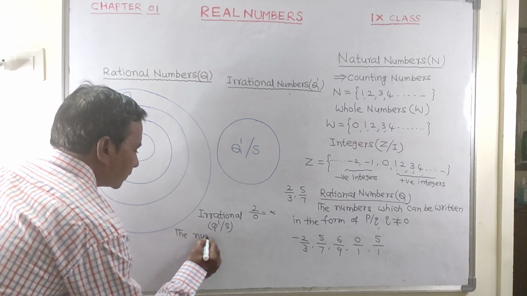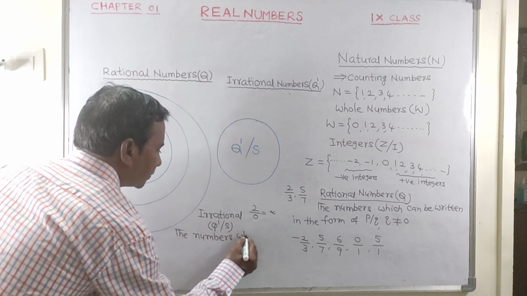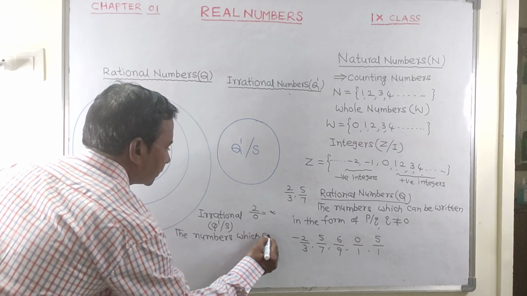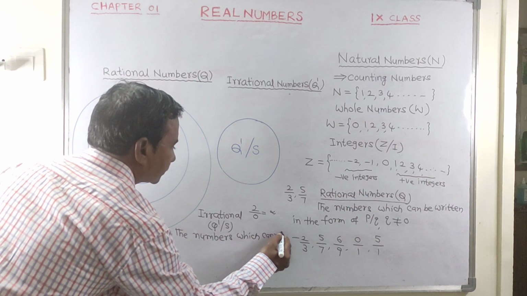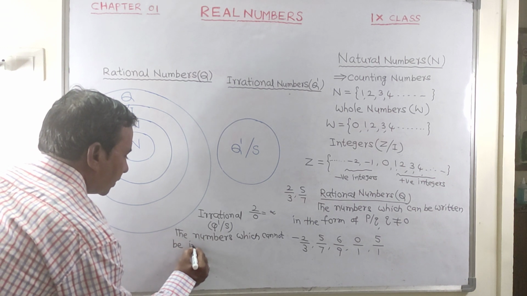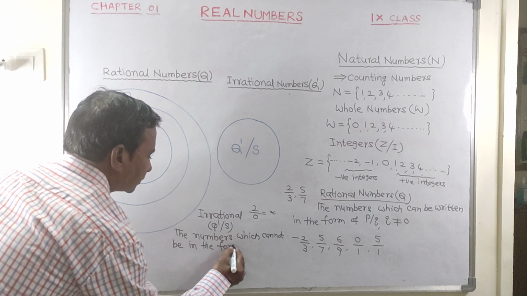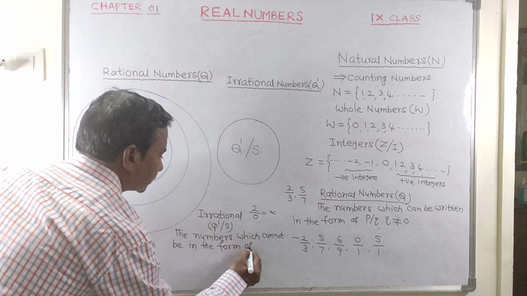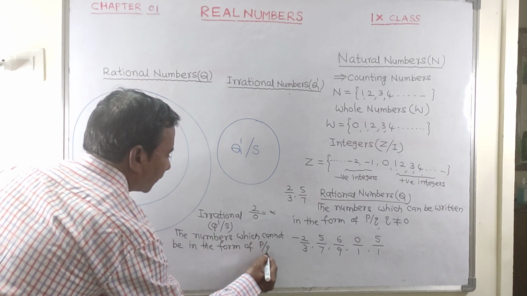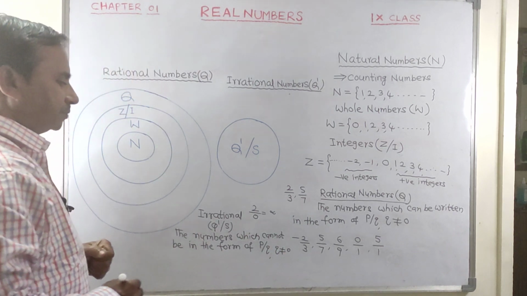The numbers which cannot be written in the form of p by q, where q is not equal to 0.